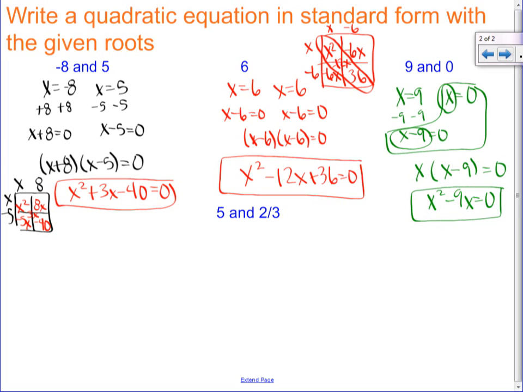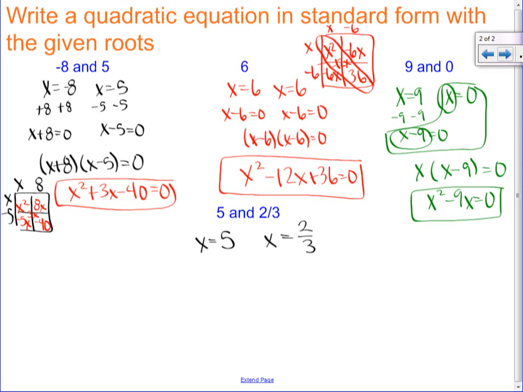All right, the fraction one. I'm putting this on the test. It won't be 2/3 as a fraction, but you will have one of these on the test. Okay, which is coming up a couple days from now. We're going to start it the same way. X equals 5, x equals 2/3.